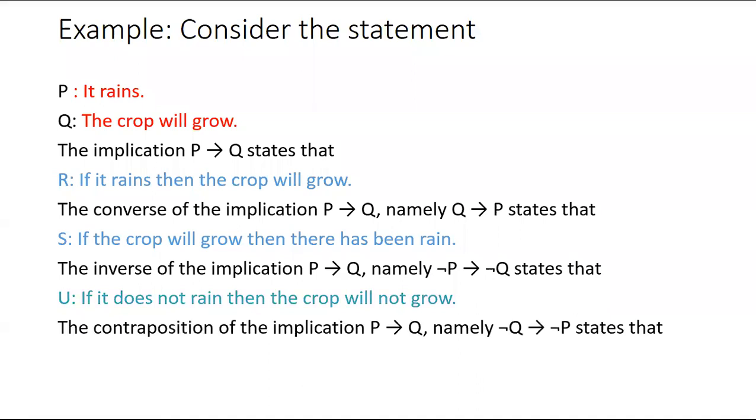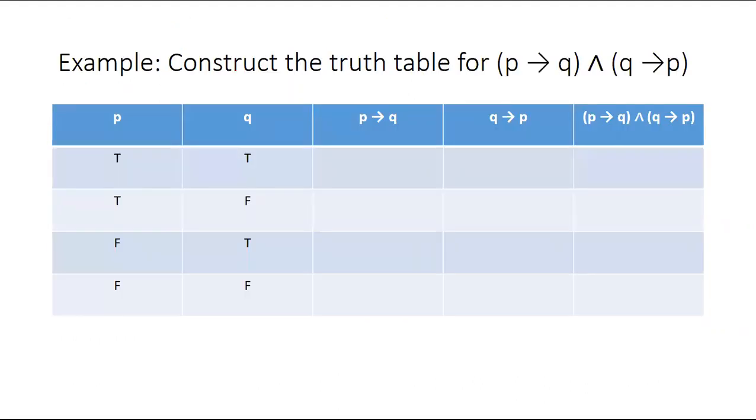Okay, next, contrapositive of an implication P implies Q, namely negation of Q implies negation of P. So for negation of Q, you are going to write: if the crop does not grow, then there has been no rain. Okay, that's it.